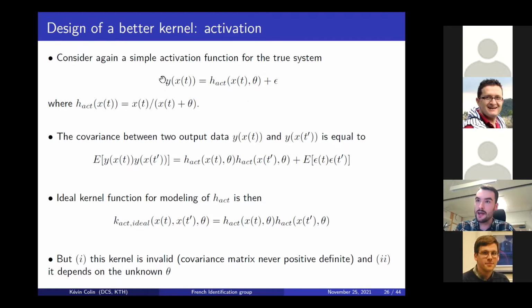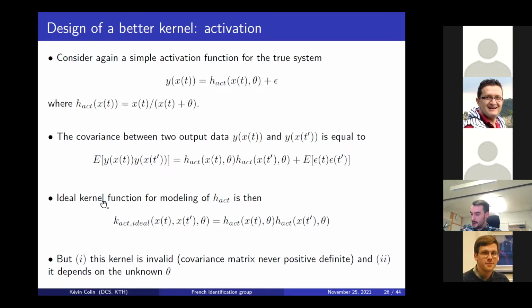So let's calculate the covariance I will obtain between two output data obtained from two different input data at two different instants t and t prime. So the covariance will have this expression. And here we have the assumption that the noise is independent from the input. So now this would be our ideal kernel covariance function for the GP modeling.